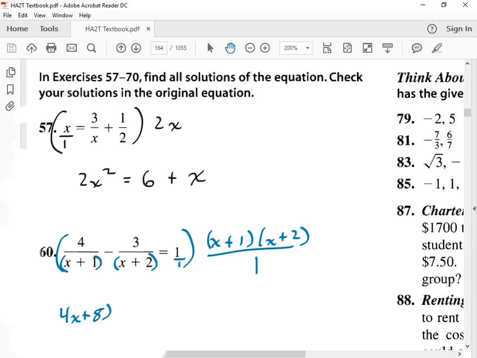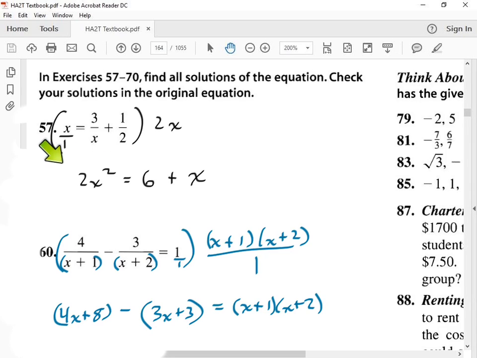Okay, so I get 4x plus 8. And I'm going to put parentheses around this guy, minus, because I see a minus sign. I'm scared of him. All right, this guy times this guy. What's going to happen to the denominator? It goes out of there. So I have to multiply 3 times x plus 1. What do you get? 3x plus 3. So I'm going to write 3x plus 3. Put my parentheses, equals, and then 1 times this. Well, it's just going to be that, right? So I write x plus 1, and then x plus 2.